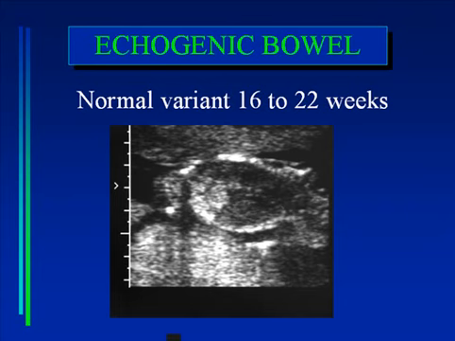When echogenic bowel was first described, it was actually thought to represent a normal variant that was typically seen between 16 to 22 weeks and resolved by the late second trimester. And here is an example of echogenic bowel in a normal fetus. Things were much simpler then because we didn't recognize at that point in time that echogenic bowel can actually be seen in a lot of other situations.